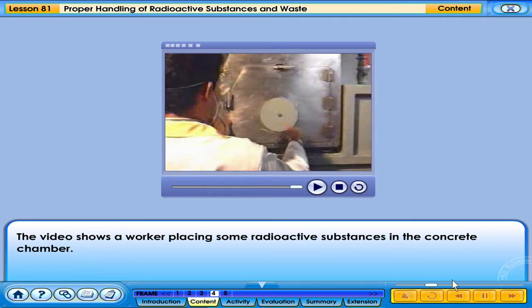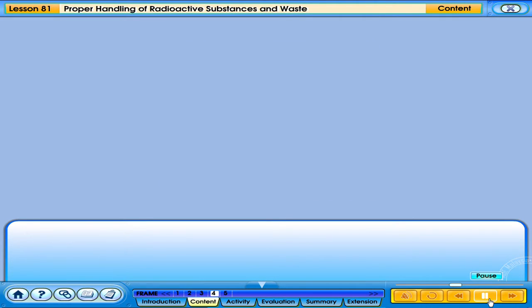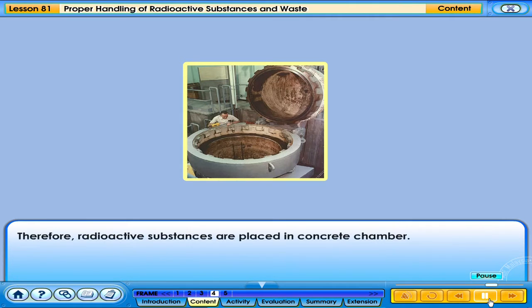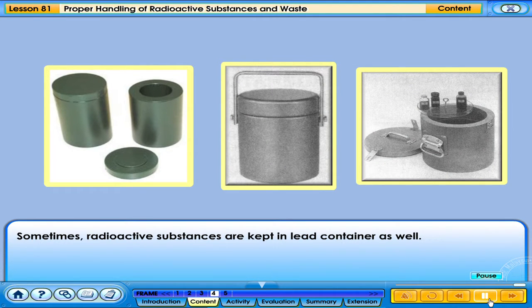The video shows a worker placing some radioactive substances in the concrete chamber. Why is he doing that? Radiation from the radioactive substances can cause harm to us if exposed. Most of the radiation can be stopped by using a concrete block. Therefore, radioactive substances are placed in a concrete chamber. Sometimes radioactive substances are kept in lead containers as well.